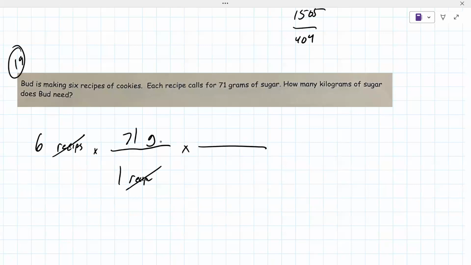And then you go from grams to kilograms. There are 1,000 grams in 1 kilogram. Yours might be a slightly different conversion, where you're putting the number on the top and the bottom, but it's the same. We'll multiply the top. So grams are canceling, and we got 0.426 kilograms.